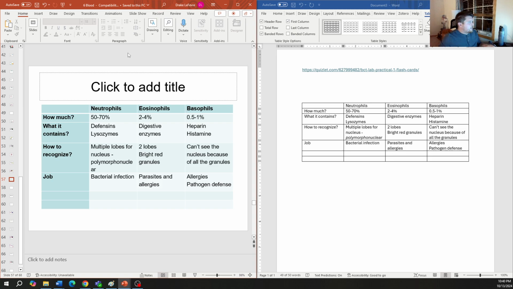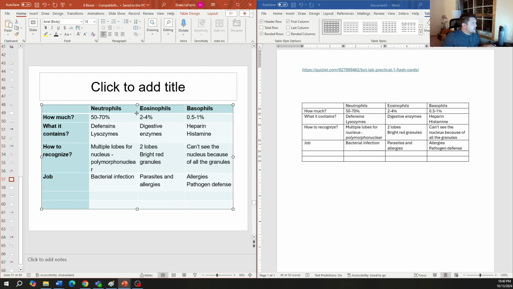There we go. This is how we want to break this down. Take the most important information, throw it in here so we can review it.